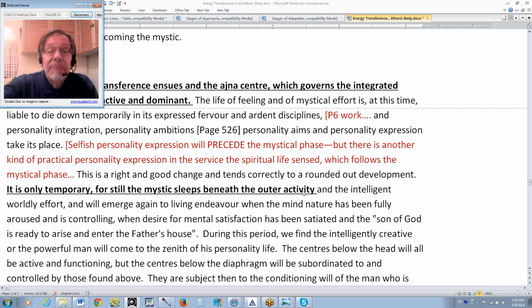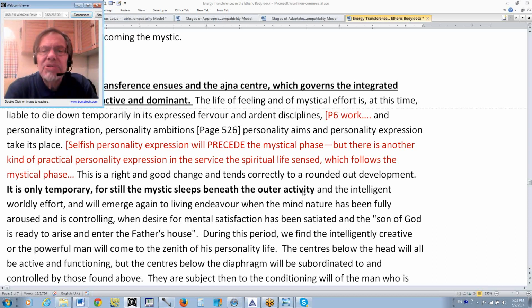Path of aspiration, path of probation. At the same time, when they've begun striving, they also begin to realize, look, there's a more practical way, a more mental way to approach my objectives. Aspiration is good, but I need to know more about this inner life, in which case the seventh petal becomes very important, the petal of knowledge for the mental plane. Okay. So this is right and good and tends correctly to a rounded out development, balancing the mystic and the occultist, I think, in this context.